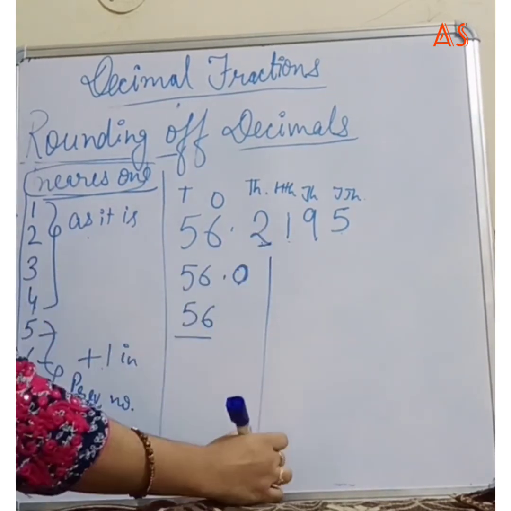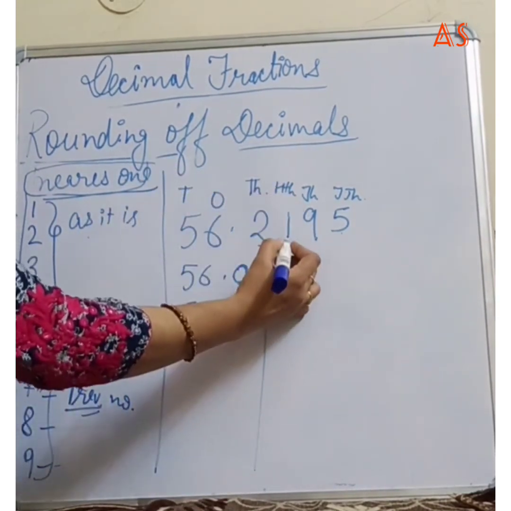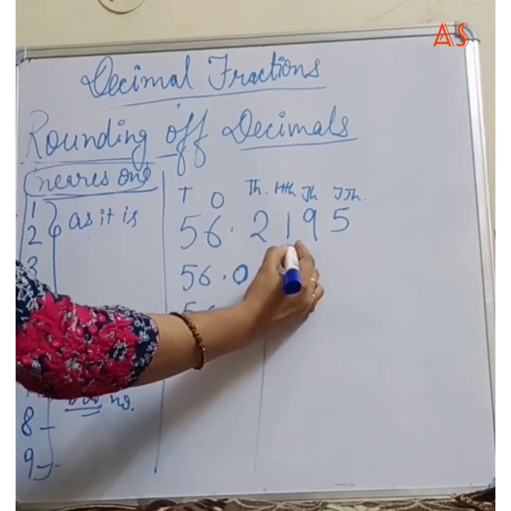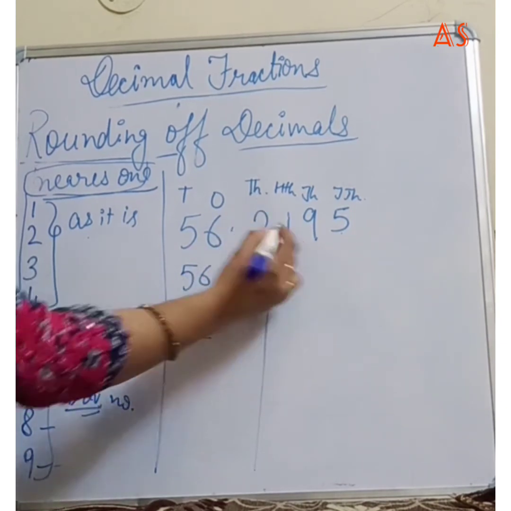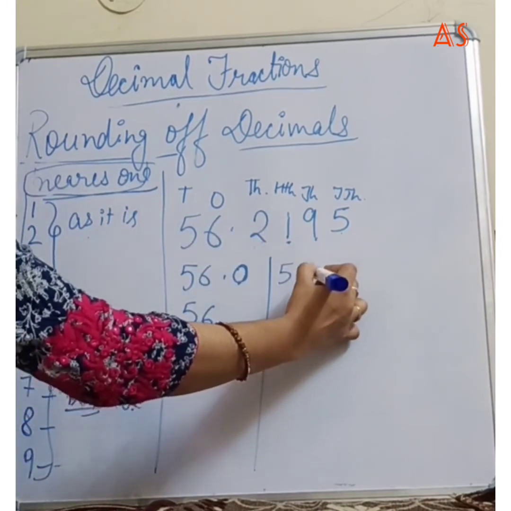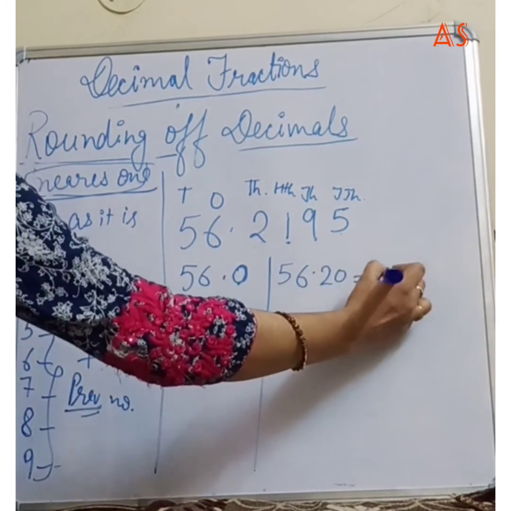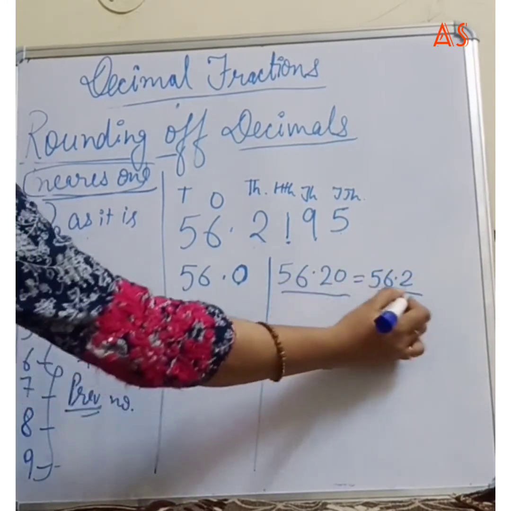Same question. If we are doing rounding of 10ths, we check the 100th place. This is 1. Again, the previous number stays as it is and it becomes 0. So the answer is 56.20, or we can write 56.2 also. Same meaning. This is also correct, this also.